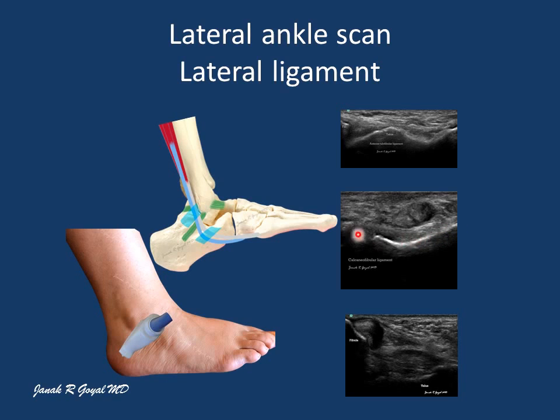Now place your transducer on the anterior margin of the lateral malleolus and on the anterior aspect of the body of the talus to examine the anterior talofibular ligament. Here is your talus, and here is the lateral malleolus, and here is the anterior talofibular ligament. The posterior component of the lateral ligament, that is the posterior talofibular ligament, is not routinely examined.